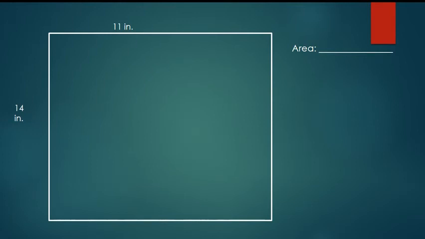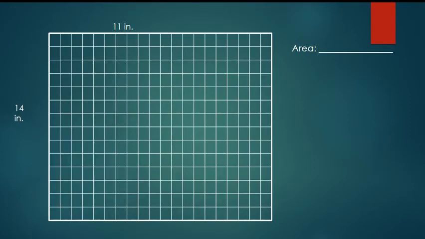For instance, let's look at this 14 inch by 11 inch rectangle. Now remember I said we're looking to see how many squares, so I'm going to put some squares in there. And each of the squares would be 1 inch by 1 inch because our units are inches.